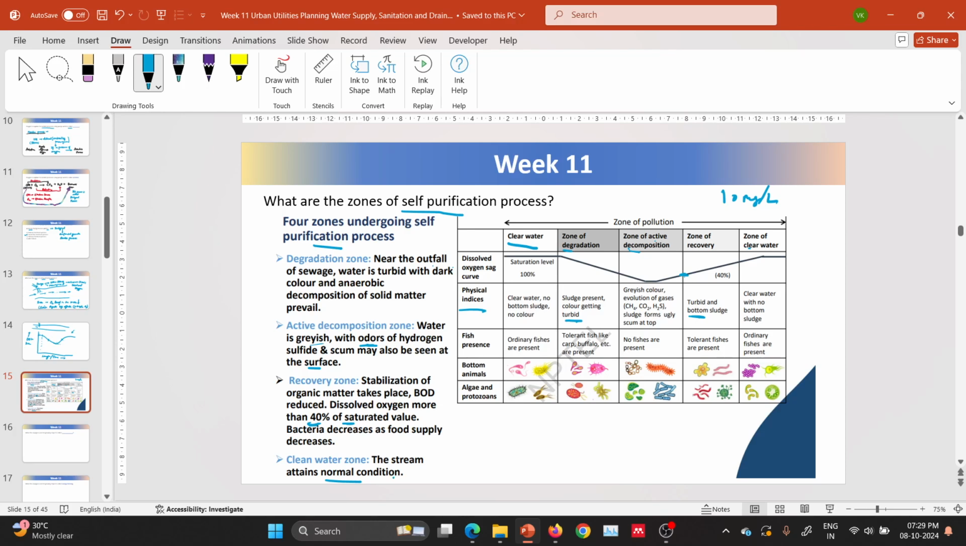So the stream attains normal condition, which means whatever it was earlier, the same thing happens. Same color, same quality. If it attains the same quality, then we say it is the zone of clean water. This was about the self-purification process. In self-purification, the degradation is going on in the river water body naturally, by itself. So that's why it is called the self-purification process.